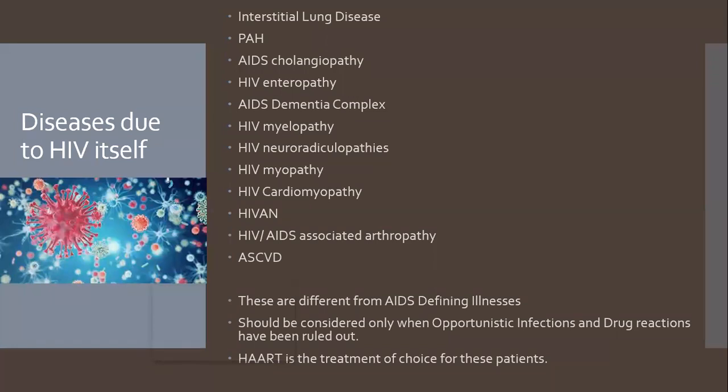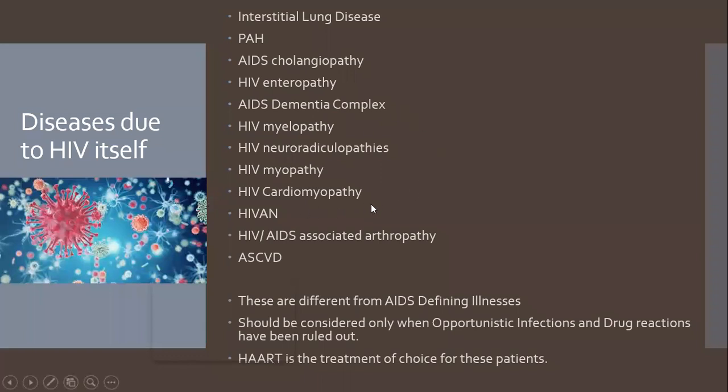If the brain is affected, we can have dementia, AIDS dementia complex. If the spinal cord is affected, we call it HIV myelopathy. If the nerve is affected, it is HIV neuroradiculopathy. If the muscle is affected, it is HIV myopathy. This entire syndrome is a neurological syndrome.